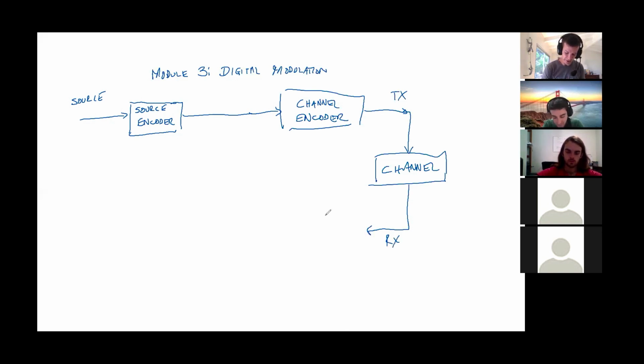So then on the receive side, you can actually do the exact inverse of both of these operations. So we call that channel decoding. And then source decoding.